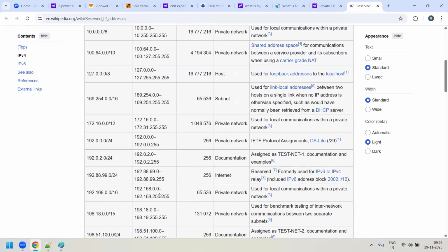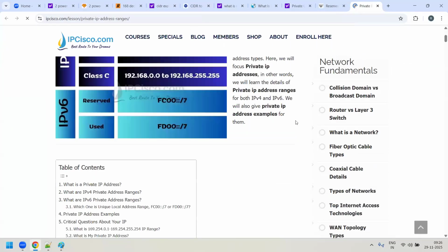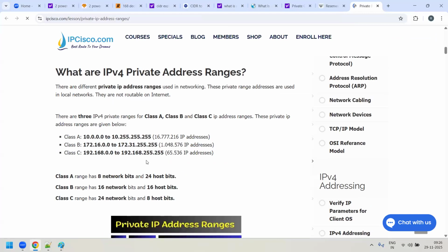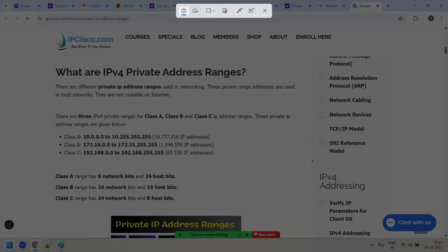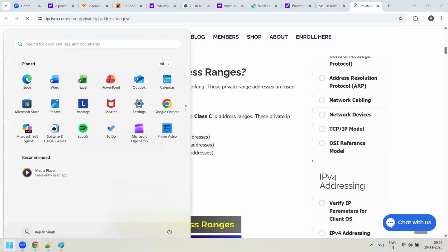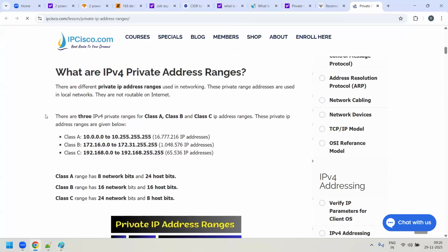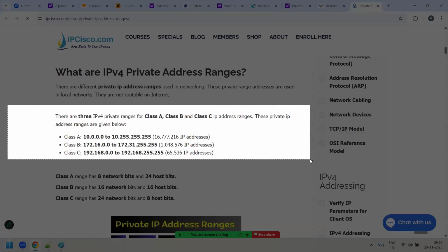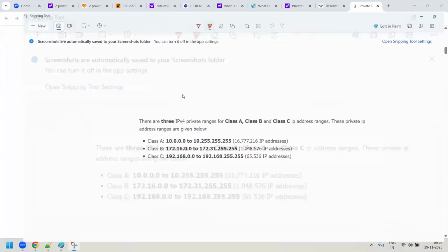Yeah, this is a CIDR range, guys, right? If I try to copy it, or else use the snipping tool. This is my IPv4 CIDR range. This is what I can use, right?